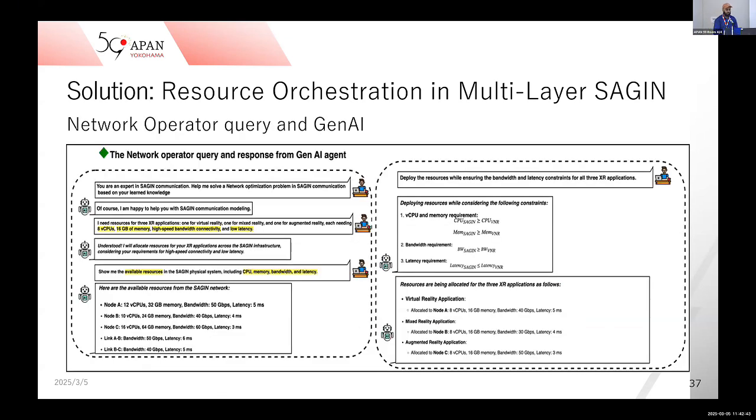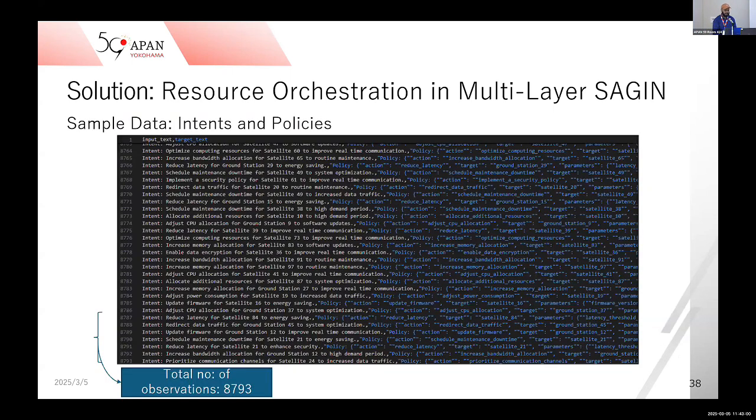So this is the overall network operator query and Gen AI. These are the intents that have been taken, and how they are translated into the different VNR requests is also provided in the right-side diagram, as you can see. Also, these are the intents and policies that we have created. This is our sample data.